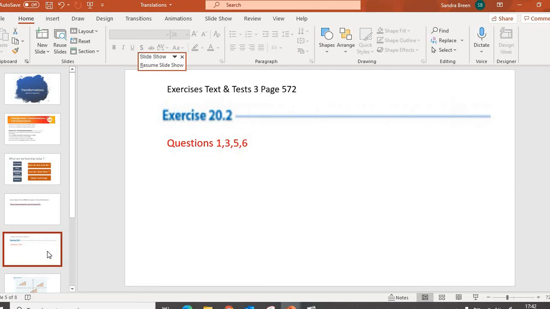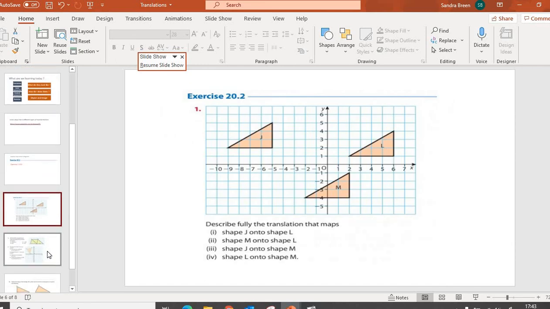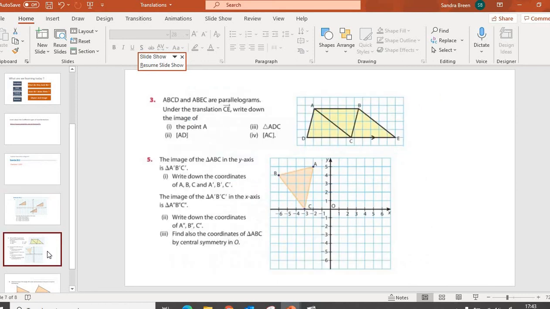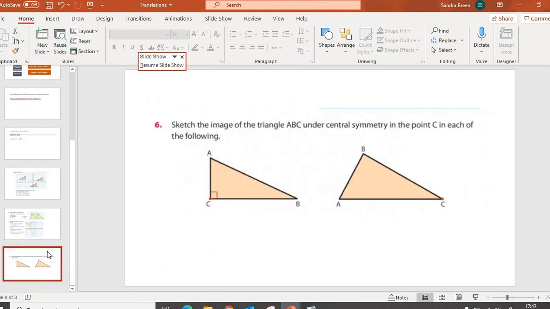Now I'd like you to do questions in your book in that second section. So if you try questions 1, 3, 5 and 6. This is question 1. You can pause the video if you wanted to have a look at it. Question 3 and 5. And this is question 6.